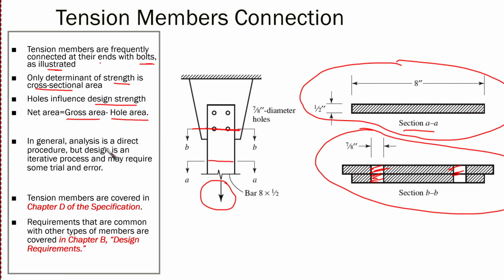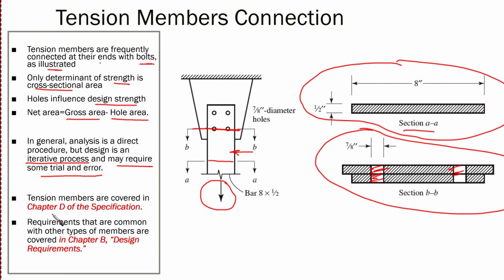In general, analysis is a direct procedure. Whenever we are making the analysis, it is a direct procedure. But design is an iterative process. Take care of this, because design is always an iterative process and may require some trial and error, because we are going to assume a cross-section for the element and then check the loading again and check the stresses and compare them with the allowable, for example. So it is like a trial and error process.